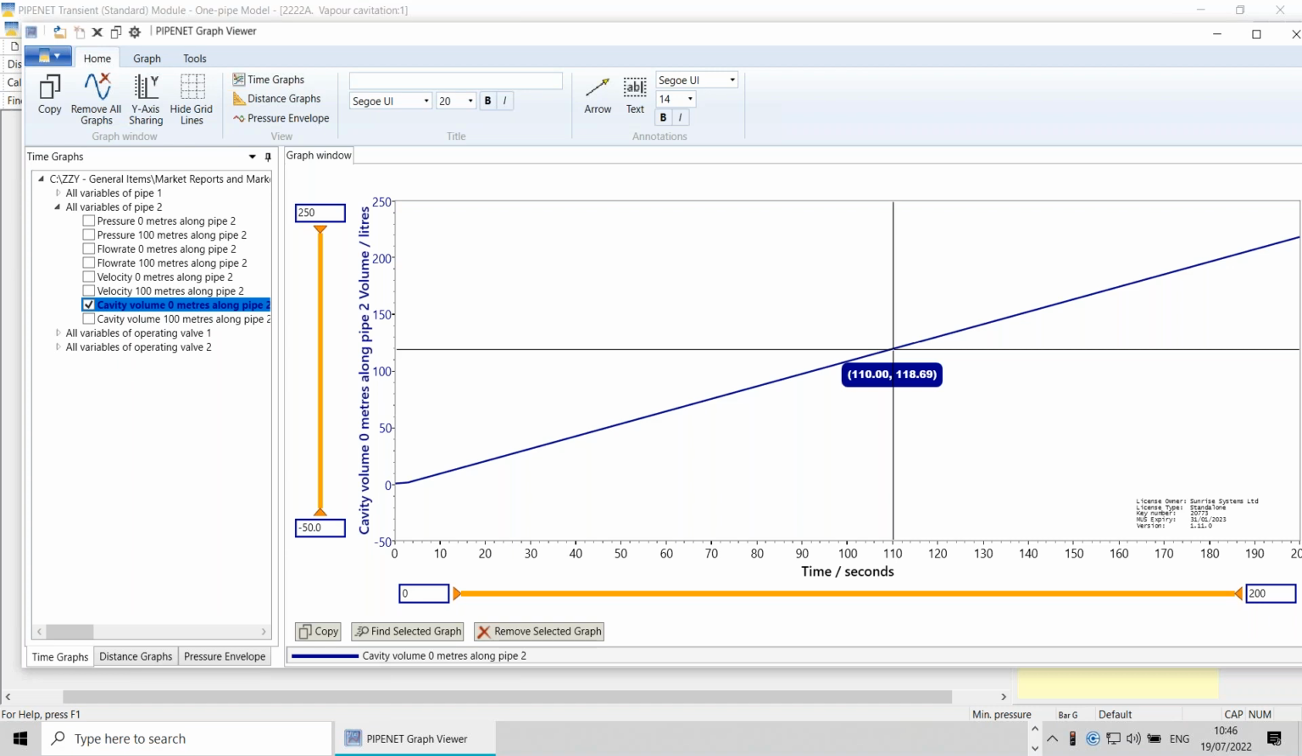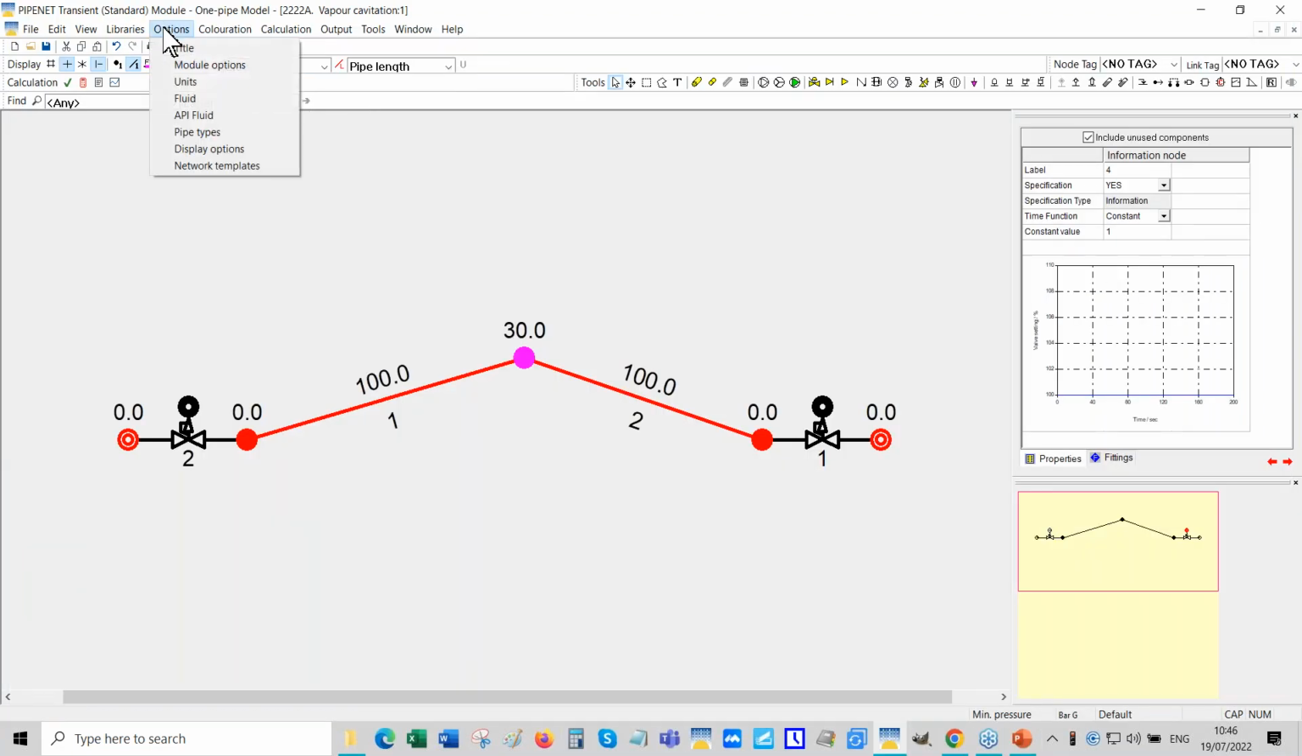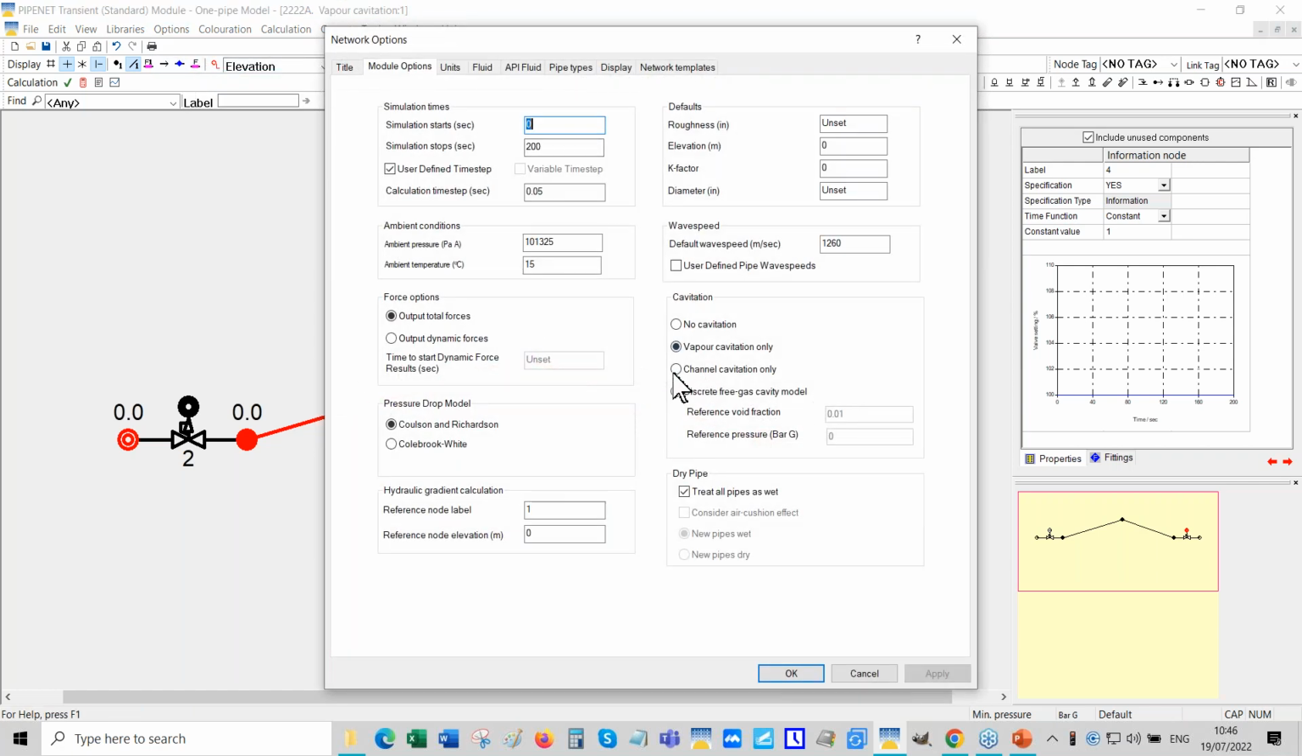See, that's nothing to do with PIPENET. It's the model that comes from the textbook, from Wylie and Streeter. And, you know, it's a textbook model, and it's a highly respected model, and it's very, very useful. But in this case, it's unrealistic because the cavity volume keeps increasing indefinitely. Let's switch to the channel cavitation model.